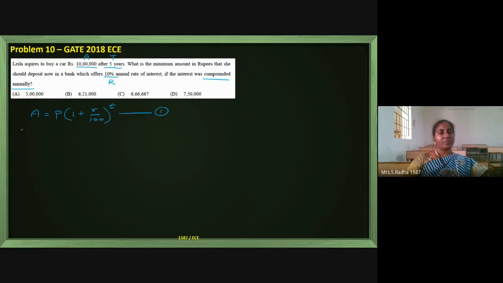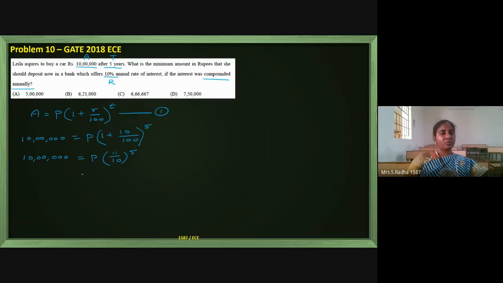Okay, so whatever we know, we will just substitute. So 10 lakh rupees is the amount the person should have. Principal amount, now how much they have to invest. So 10% is the annual rate of interest after 5 years. Now if you see, this is 10 lakh rupees, P, and here 1 plus 1 by 10 is 11 by 10 whole power 5.